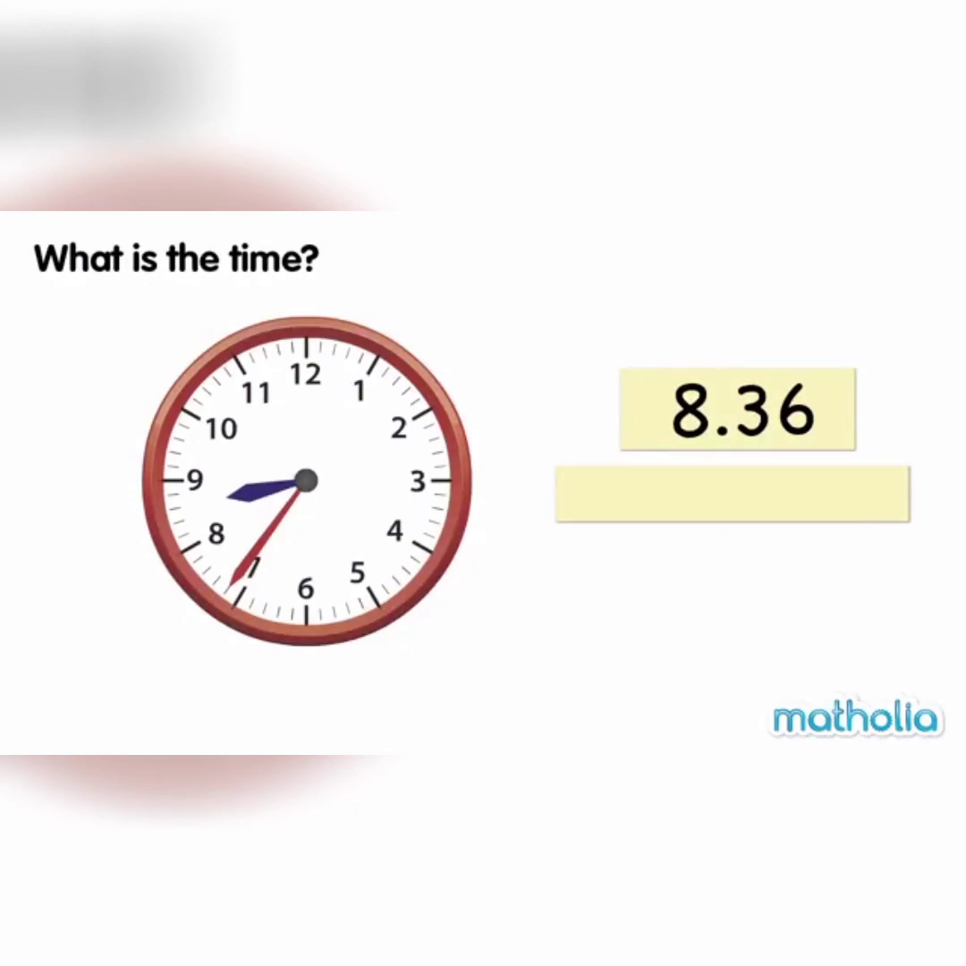We have 5, 10, 15, 20, 21, 22, 23, 24. The time is 8:36, and we can also say that 24 minutes to 9 o'clock, meaning we have 24 minutes left before it is 9 o'clock.